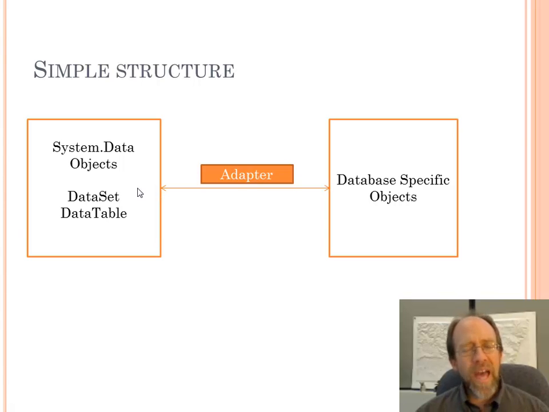So that, in a nutshell, is the basic architecture of .NET data objects. Now we're going to be doing a lot more stuff with a lot more objects, but it's good to understand the basics of how those objects work.